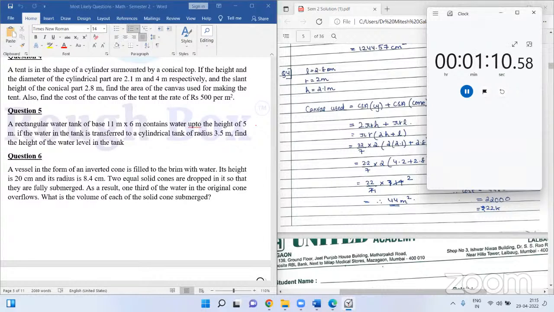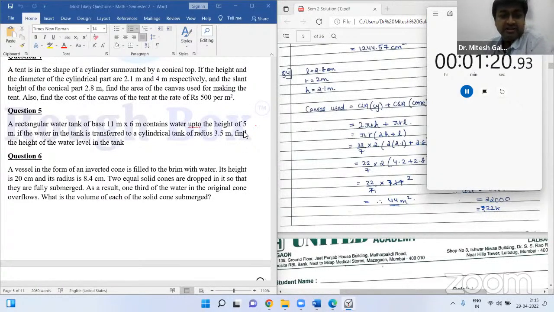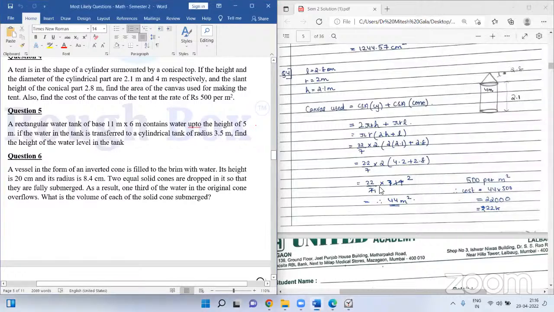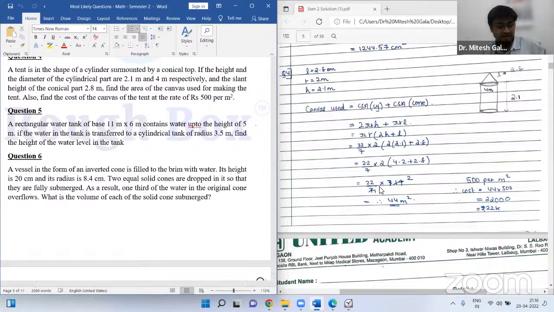Question number 5, 11 into 6 stands for the height and the base, the rectangular water tank. So length and the breadth. The height is given separately, no? Up to 5 meters. Sir, will you open all the videos for free? Not for free, it will be for some cost, but I'll ask them to reduce it as much as possible for the next 2 days on the app.